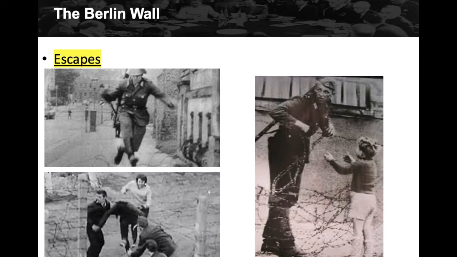The Berlin Wall became notorious for escapes. And so here's a couple of pictures of people escaping through barbed wire. Here, this is like a soldier trying to help some kid through. Here's a soldier. This is a pretty famous picture. This is a soldier defecting. He's jumping over some barbed wire.